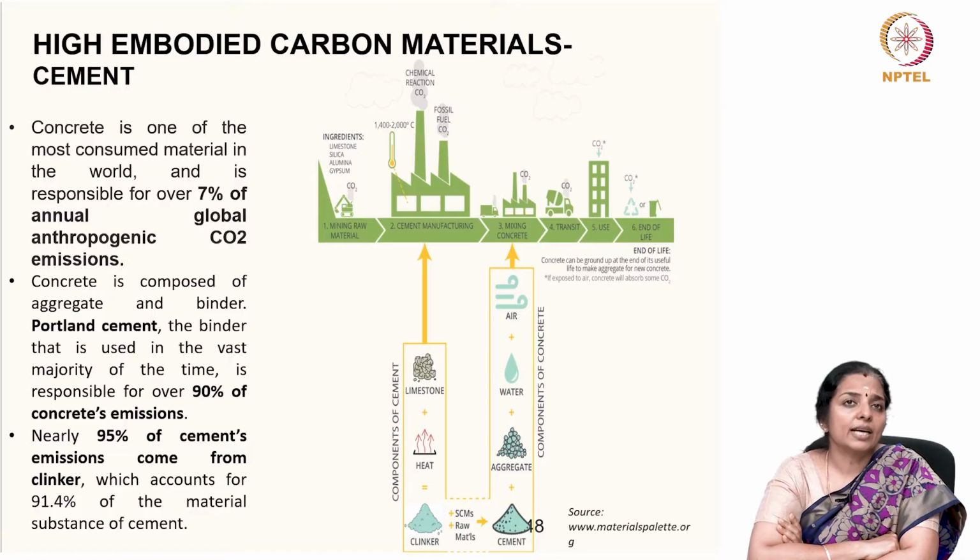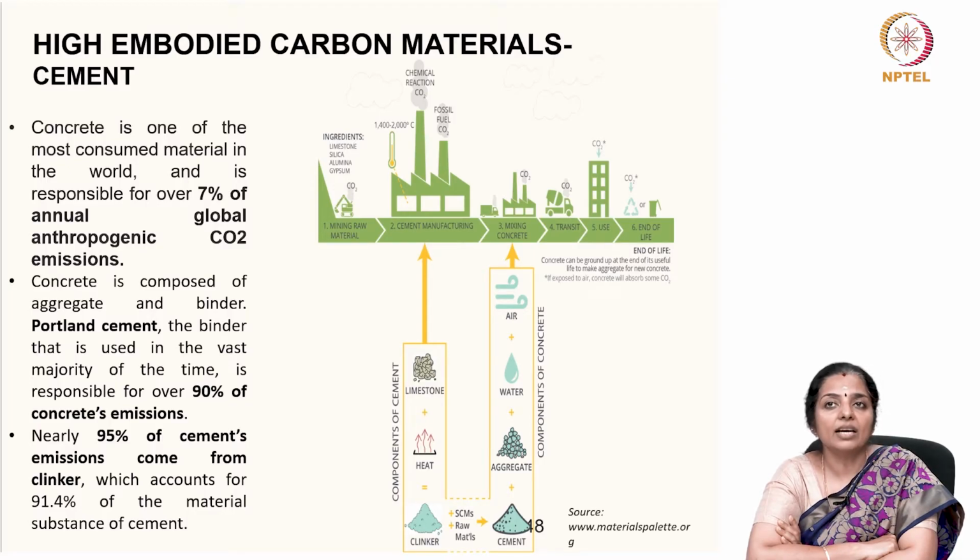The first one we take is cement. Concrete is one of the most consumed materials in the world, and it is responsible for over 7% of annual global anthropogenic carbon dioxide emissions. Concrete is comprised of aggregates and binders, and Portland cement is a binder, which is the primary binding material in the vast majority of cases, and that alone is responsible for 90% of concrete's emissions.